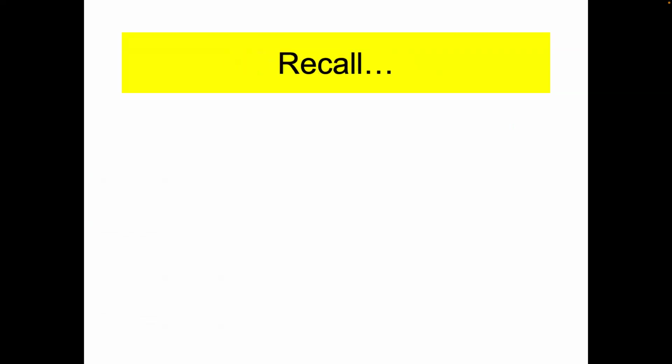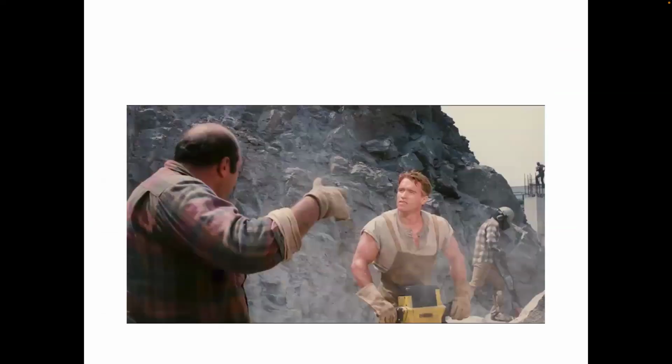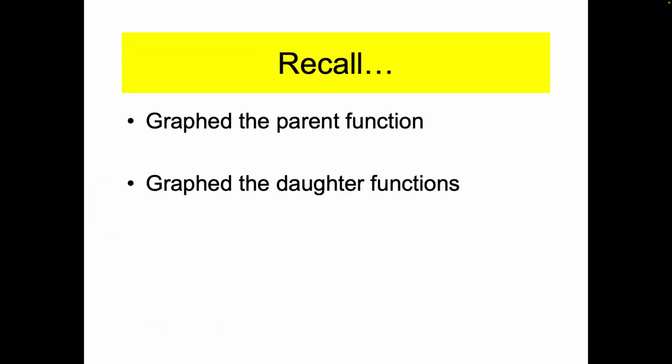Okay. All right, the next idea, recall that when we graph, our basic idea is we understand the parent function and we make changes to the parent function to make our new graph, the daughter function. Okay, so do you remember what the rules were? What happens if it's outside the parentheses? What does it affect?